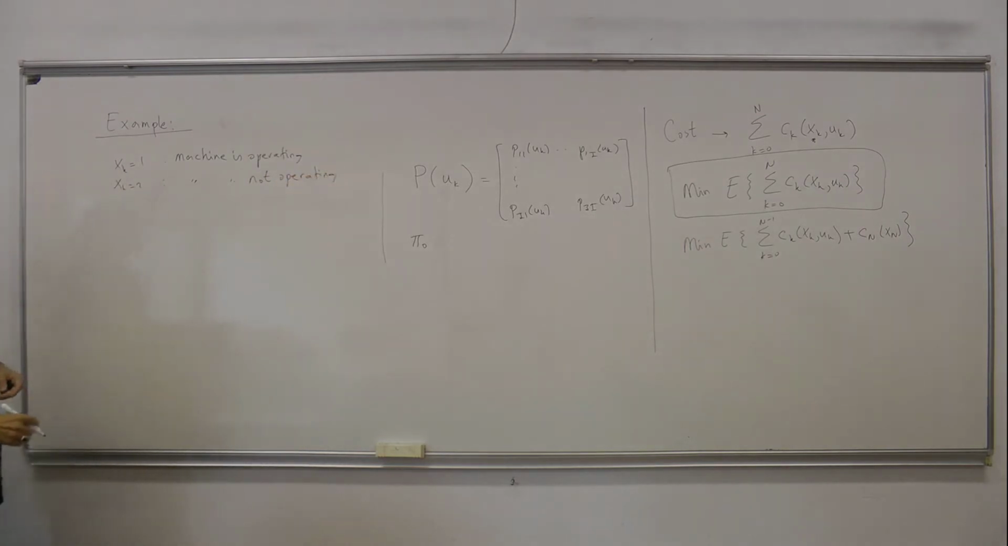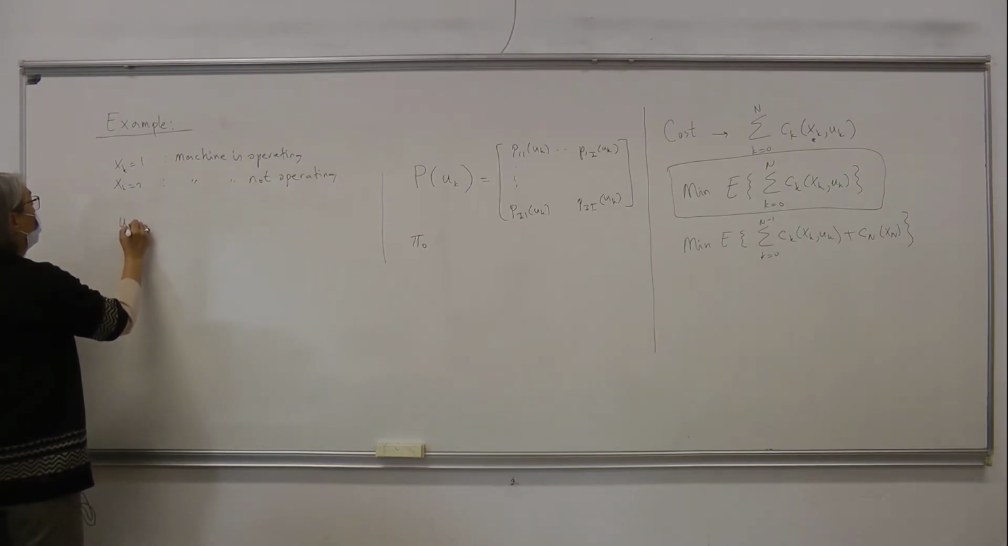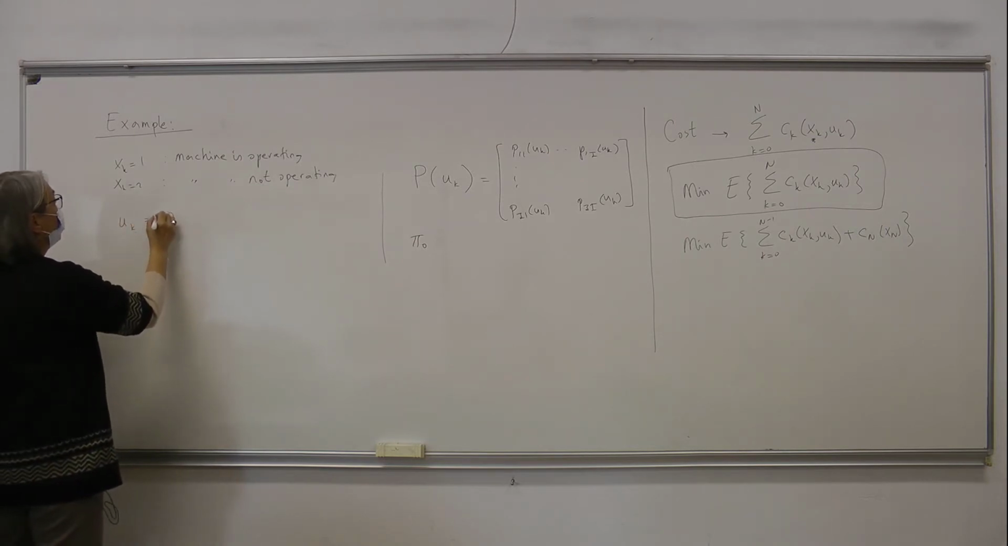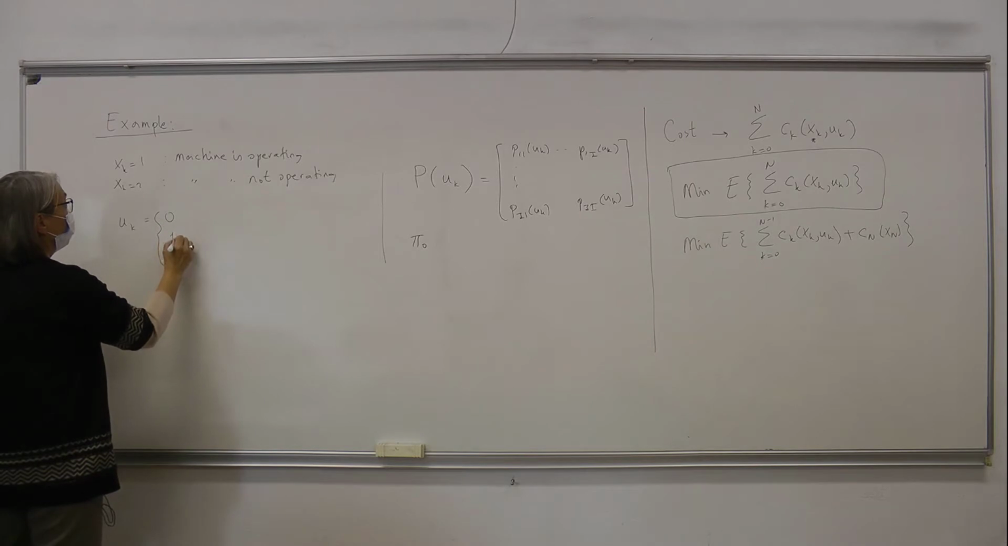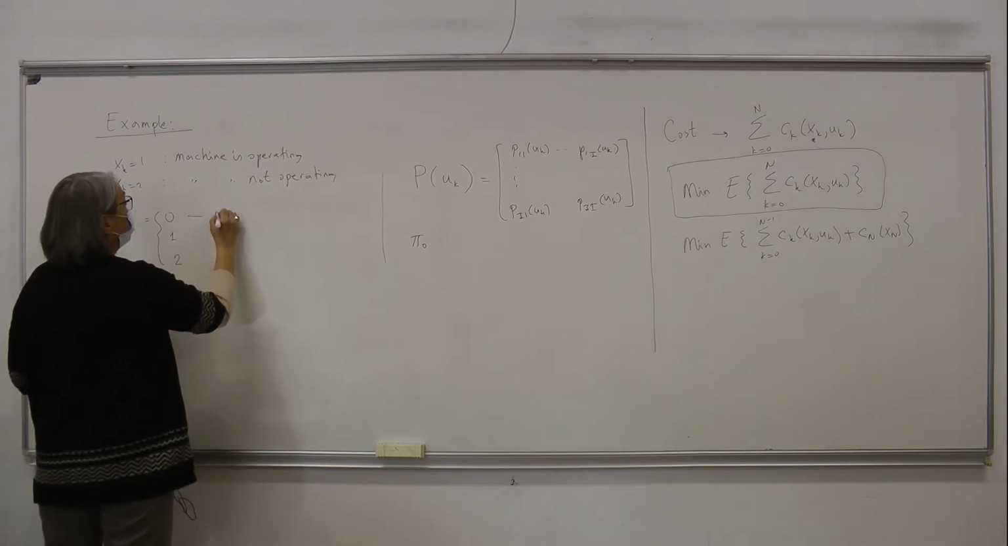Okay? And we have a control. The control is the maintenance effort. So we have 3 types of controls at any time u_k. This is either 0 or 1 or 2. 0 means no maintenance.